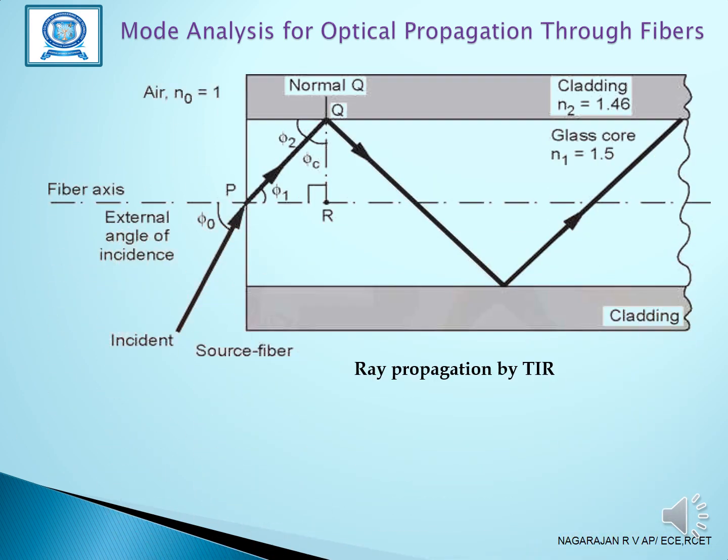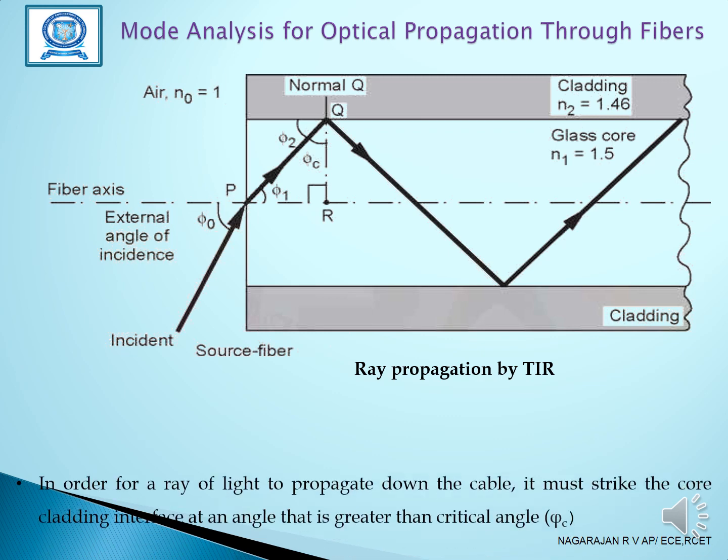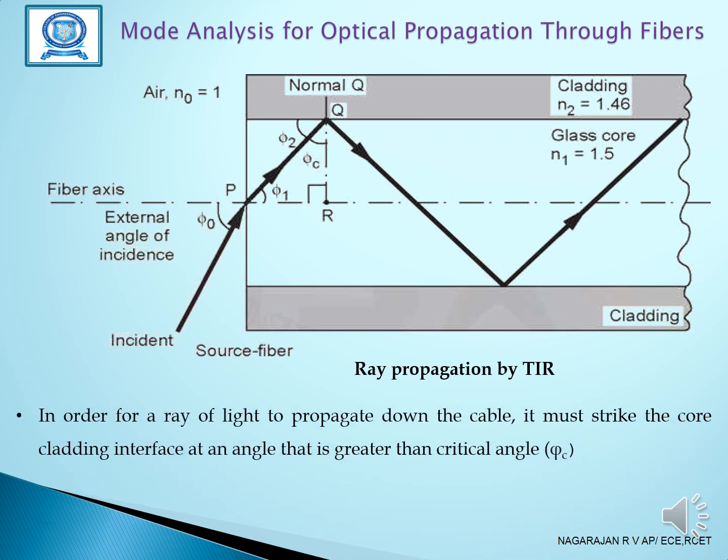So this is the figure of ray propagation with total internal reflection. The waves at the external angle of incidence to the fiber axis travel in a zigzag manner. On two sides we have the cladding and the inner side is the core. In order for a ray of light to propagate down the cable, it must strike the core cladding interface at an angle that is greater than the critical angle phi c.